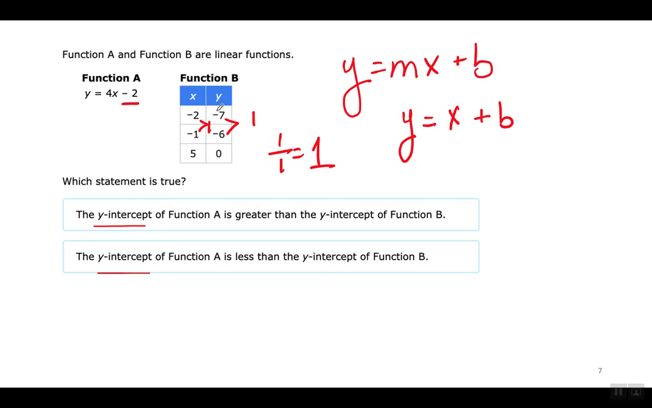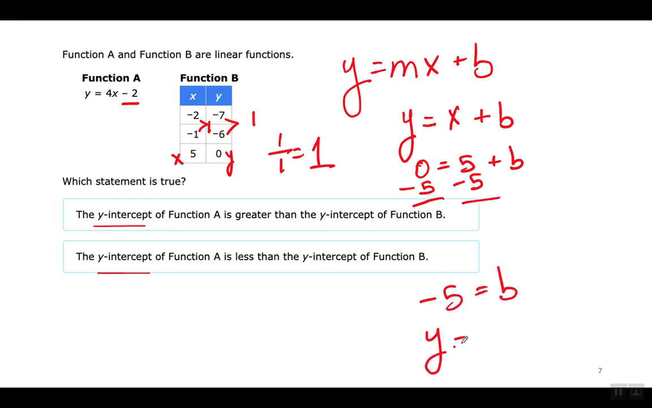Alright, now I'm just going to substitute. Let's substitute this pair right here because they're small and easy to use. Vamos a usar esto 5 y 0 para sustituir para X y Y encontrar el valor de B. Alright, so when I substitute those, I'm going to get 0 equals 5 plus B. So that means that when I move the 5 to the left and subtract, B equals -5. So the equation of function B is y equals x minus 5, and the y-intercept is -5.